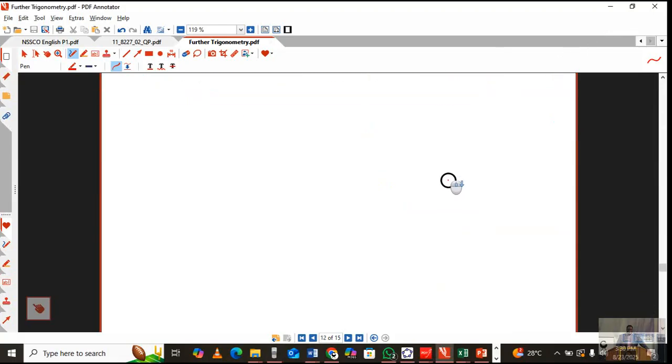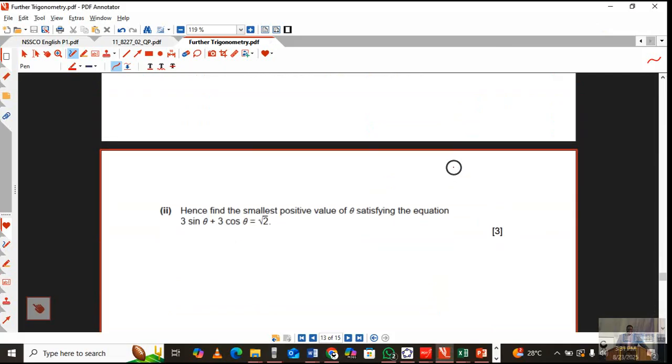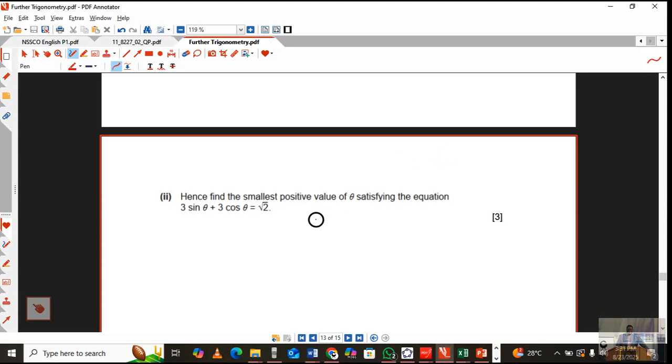You might be asked to calculate some sort of equation, and you'll see that in part 3 they will say find the smallest possible value of theta satisfying the equation. That whole thing will be set equal to the square root of 2. Obviously, smallest possible value means an angle between 0 and half pi radians.